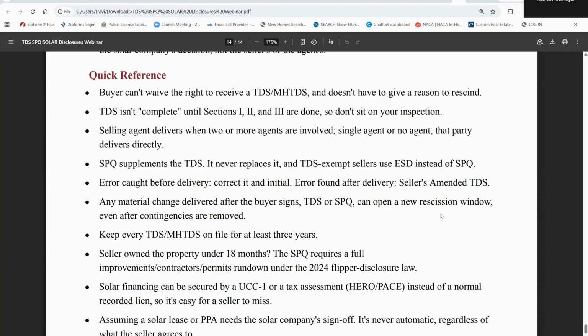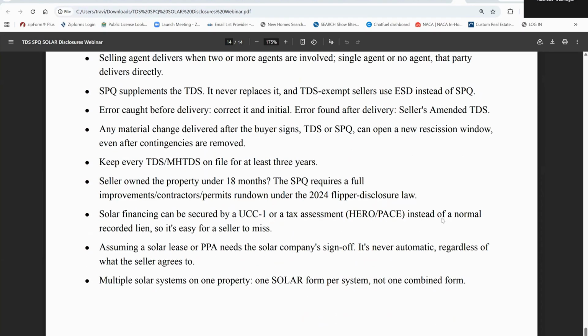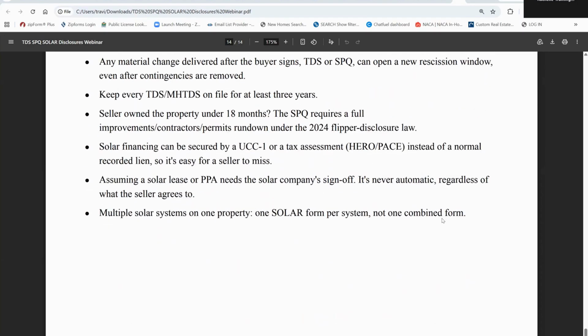Seller owned the property under 18 months: SPQ requires full improvements, contractors, permits, rundown under the 2024 Flipper disclosure law. Solar financing can be secured by UCC1 or tax assessment instead of a normal recorded lien. So this could be missed. This is why that form is good to fill out, so we can figure it out. Assuming a solar lease or PPA needs a solar company sign off, it's never automatic. And multiple solar systems on one property: one solar form per system, not one combined form.